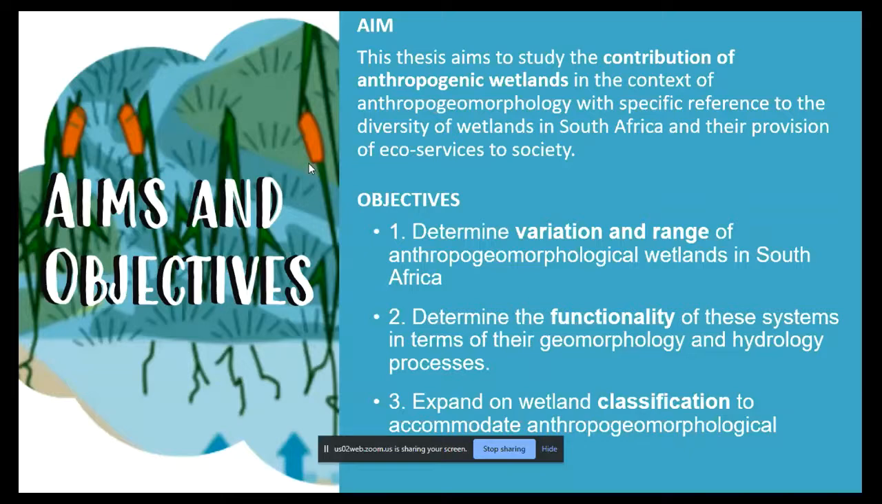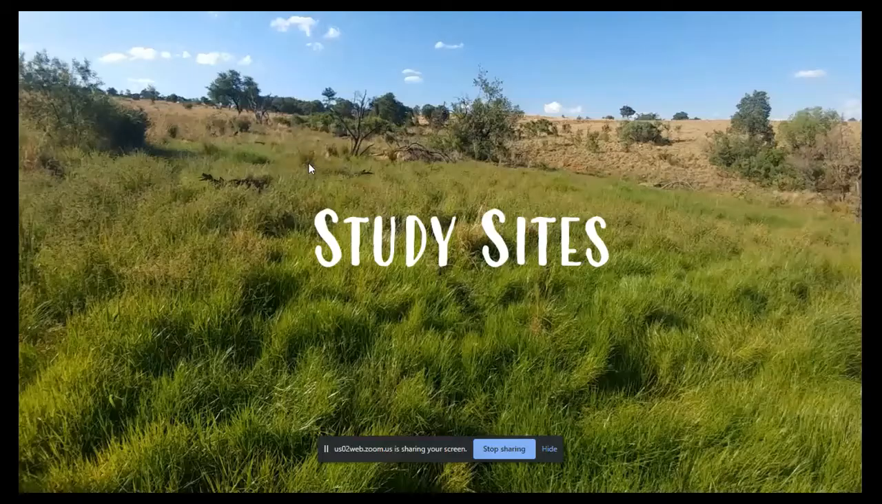Objective one is to determine variation and range of anthropogeomorphological wetlands in South Africa, basically to create a database. Secondly, to determine the functionality of these systems in terms of their geomorphology and hydrology processes. And thirdly, to expand on wetland classification to accommodate these man-made systems.